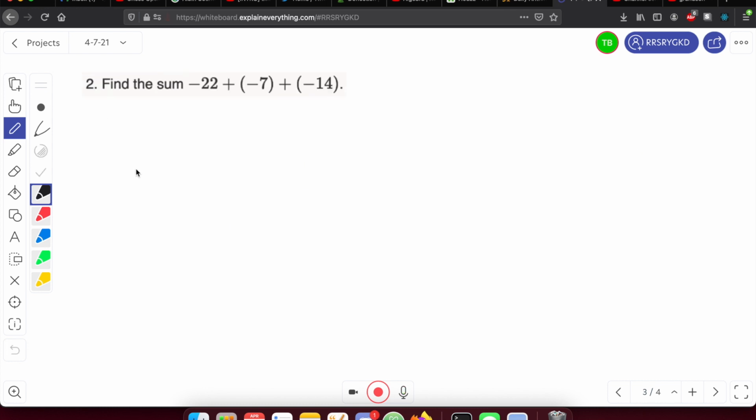Question 2. Find the sum -22 plus -7 plus -14. So the first thing we're going to do is we're going to rewrite this, and since we're adding a negative number, we can simply rewrite it as minus, right? Adding a negative number is the same as subtracting, so we can do that with the -14 as well, simply minus 14.